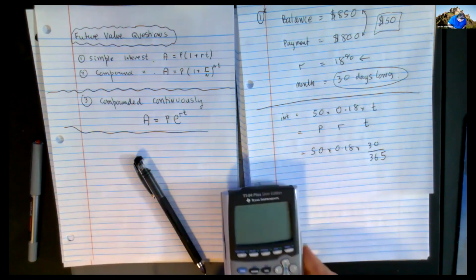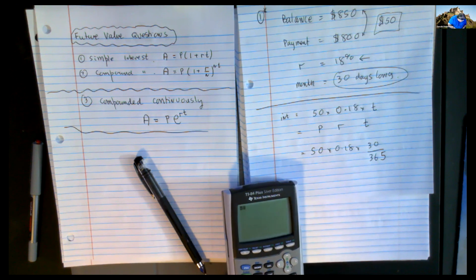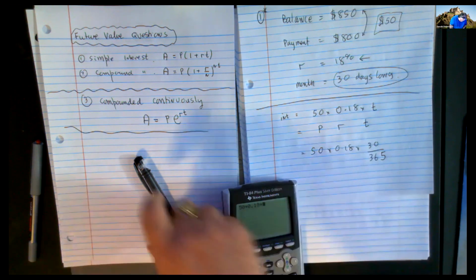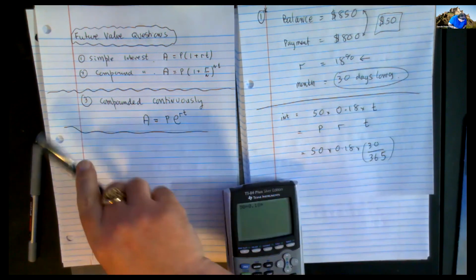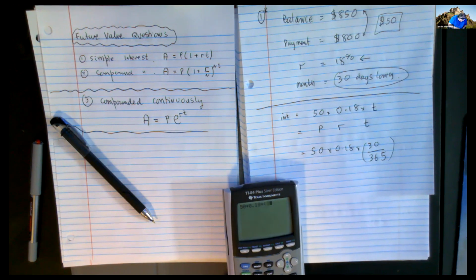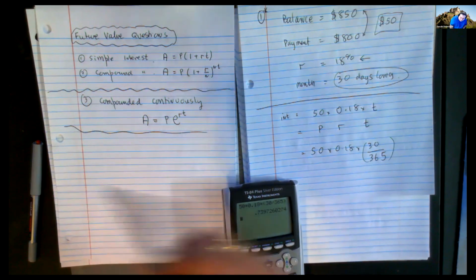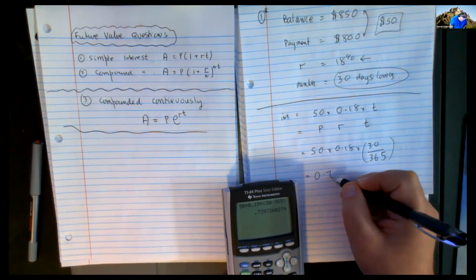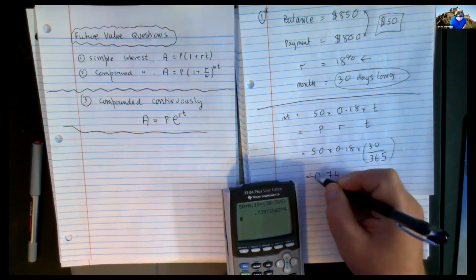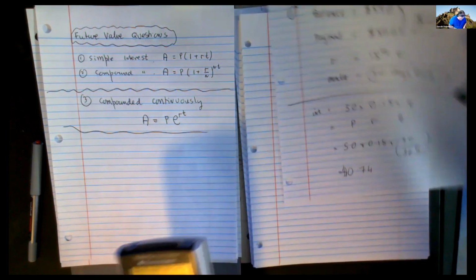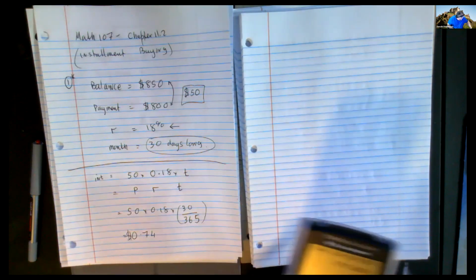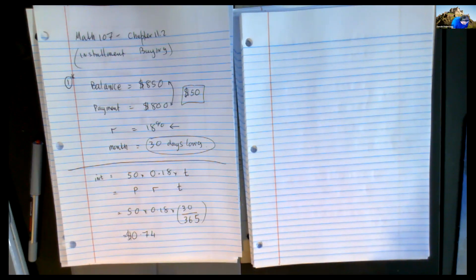So if I go here and I put that all in, I have $50 times 0.18 times. Now, if you put a little bracket around it, you can actually let the calculator do it all for you. So brackets, 30 divided by 365. You see, it makes life a little bit easier. And I'm going to be paying about 74 cents. And that is assuming that I paid it at the start.